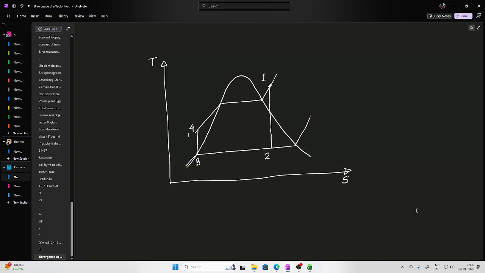So in the last lecture, we tried to solve the ideal Rankine cycle. But in today's lecture, we will be solving a real Rankine cycle. Real in the sense of not exactly replicating a real power plant, but with internal irreversibility. Here internal irreversibility means friction. So if there is friction in the turbine and pump, then what will happen?